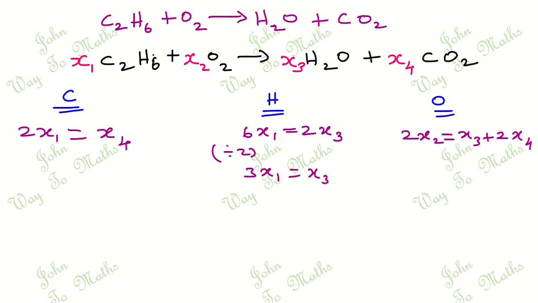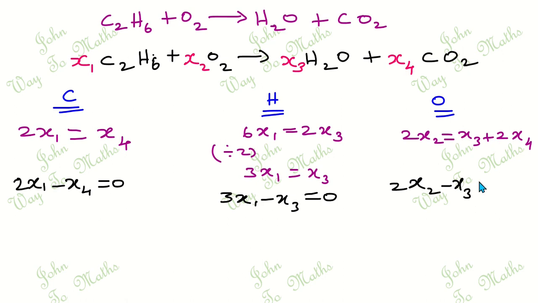So I'm going to minimize. So the first one becomes 2x1 minus x4 is equal to 0. So hydrogen becomes 3x1 minus x3 is equal to 0. Then this becomes 2x2 minus x3 minus 2x4 is equal to 0. Consider first equation, second equation, third equation.